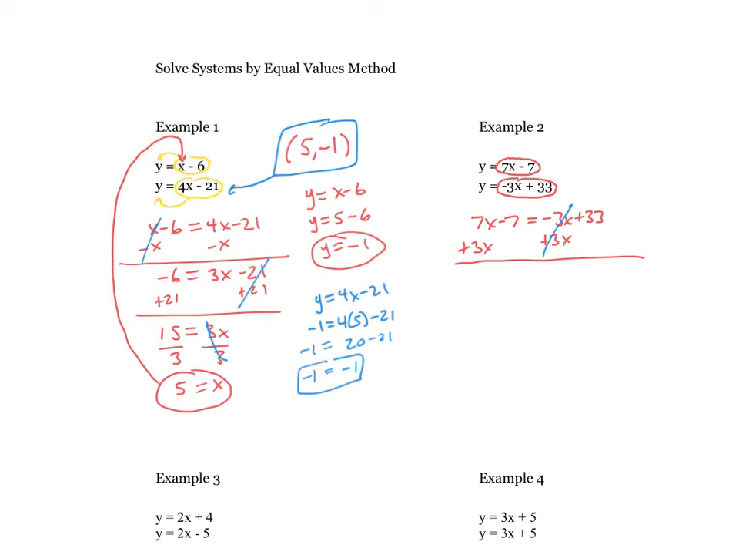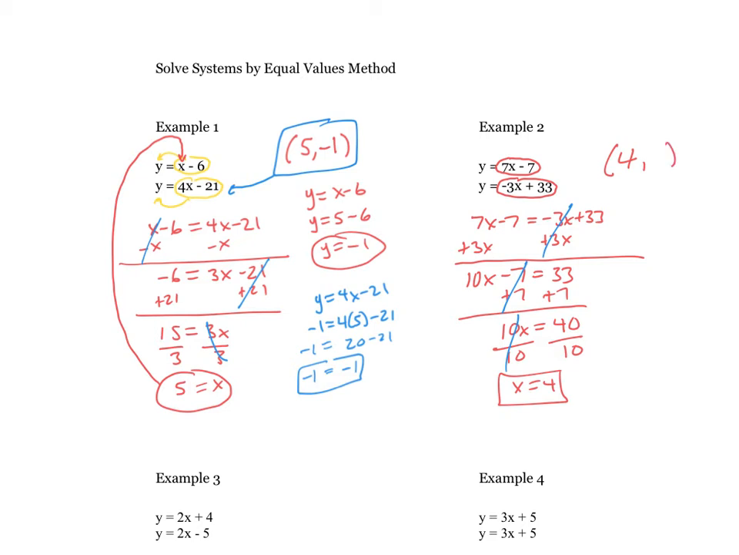So 7x plus 3x would be 10x. We bring down the negative 7, and I have 33 on the right. Now I'm just going to add 7 to both sides. So I bring down the 10x, and 33 plus 7 is 40. And then I'm going to divide both sides by 10. Remember, we're solving for x here. So I get x equals 4. So I'm halfway home. Again, I have found half the answer. I know the x value of the point of intersection is 4.